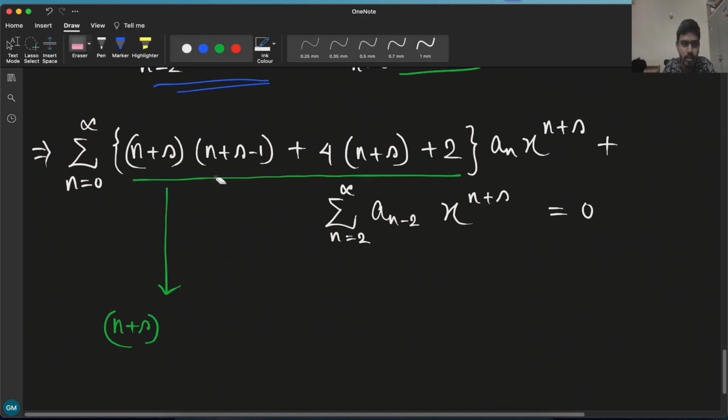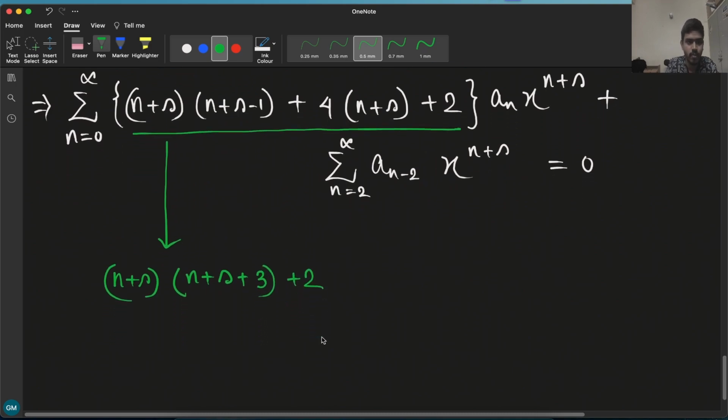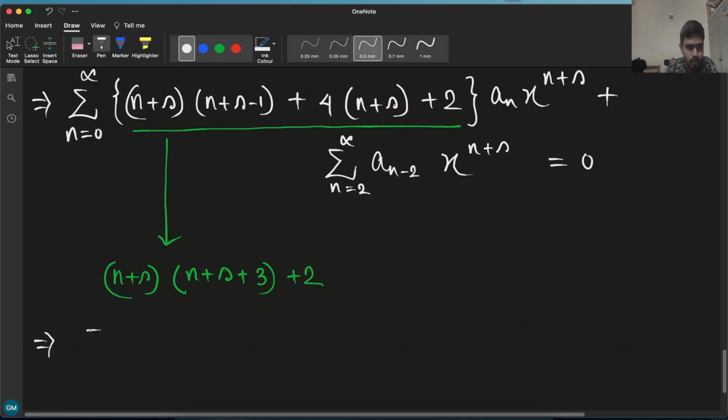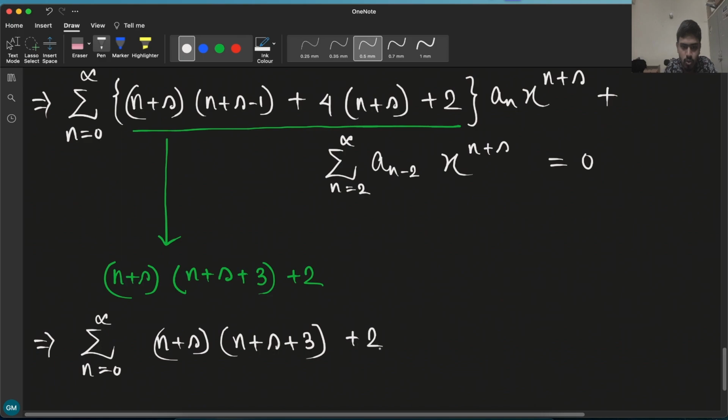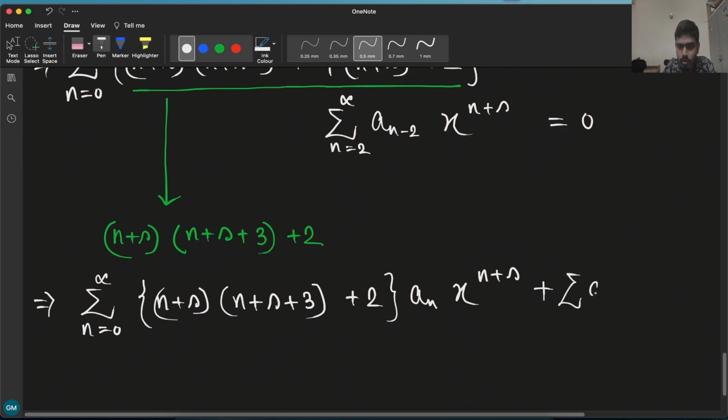Sorry, let me write in green. So n plus s times n plus s plus 3 plus 2. Then I can write it as the sum over n equals 0 to infinity of (n plus s)(n plus s plus 3) plus 2, times a_n x to the power n plus s, plus a_(n minus 2) x to the power n plus s equals 0. Here n is starting from 2 to infinity.